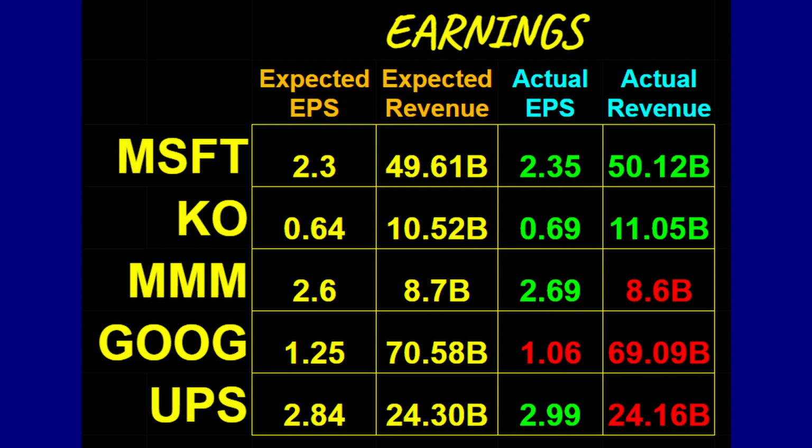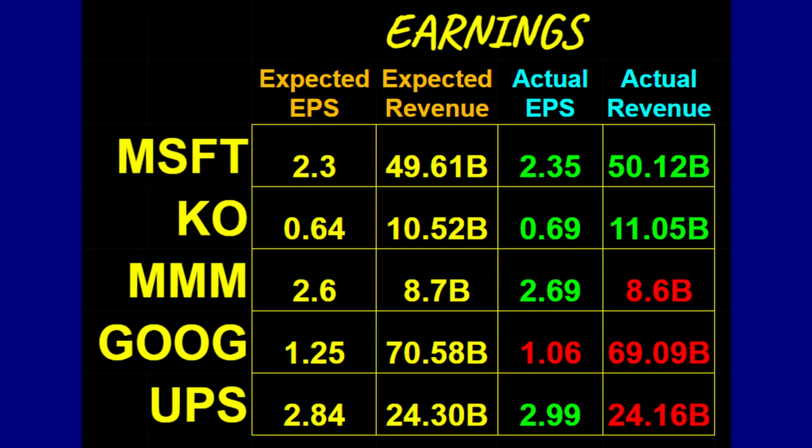Here they are all together. Microsoft beat on both earnings and revenue. Coca-Cola beat on both earnings and revenue. 3M beat on earnings but missed on revenue. Google missed on both earnings and revenue, which I think was more of a shocker. And UPS did beat on earnings but did miss on revenue.